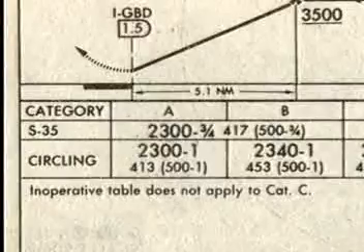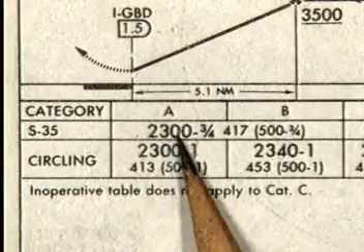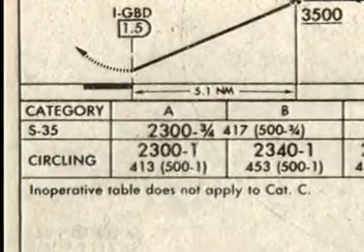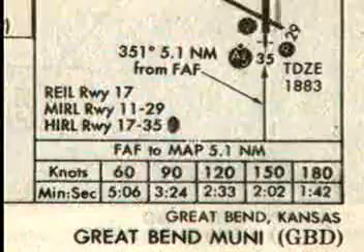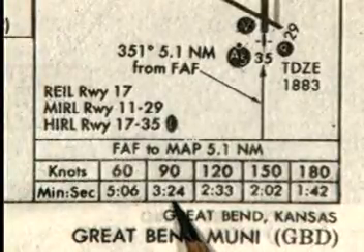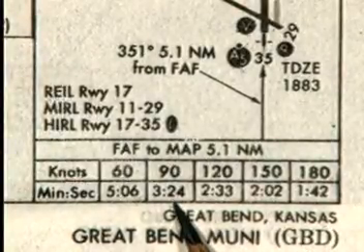Now, let's review the most important things to remember from the self-briefing. First of all, how low can I go? And the answer is the minimum descent altitude is 2,300 feet. How far can I go? Well, I can go until 3 minutes and 24 seconds from Babsy.